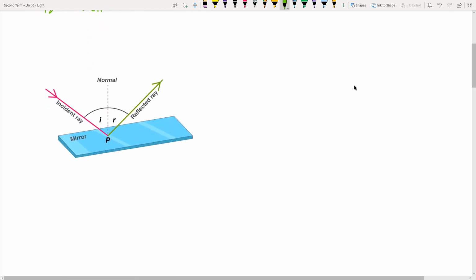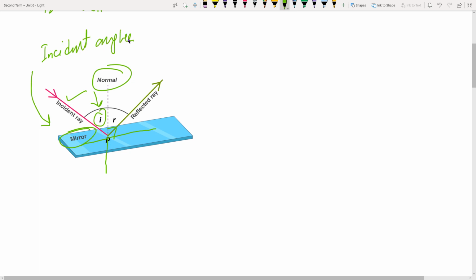Now, let's see how light does bounce off. When we look at the reflection of light, the light ray which is coming onto the reflecting surface, which in our case is the mirror, is what we call the incident light, and the angle it makes to the normal. Now, what is a normal? Normal is a perpendicular line, a line that makes a 90-degree angle to the surface. So if this is the normal, then the angle that it makes to the normal is called the incident angle.